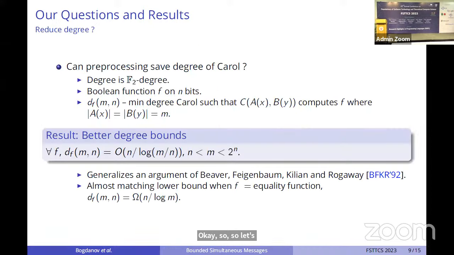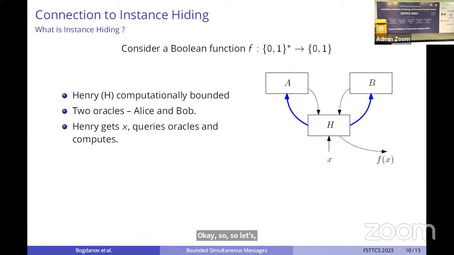So I promised that I will talk about a bit of connection to instance hiding. This was one of the motivations why we started looking at this. So let's just understand this setting. We have a change of setup, something new. Imagine that you have a Boolean function f. Now there are no two parts, just a single part, and now you have a slightly different actor called Henry, and you have two oracles, Alice and Bob. And imagine that Henry is computationally bounded. For practical purposes, you can think of it as a polynomial size circuit.